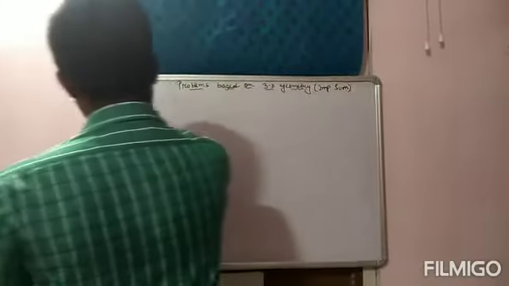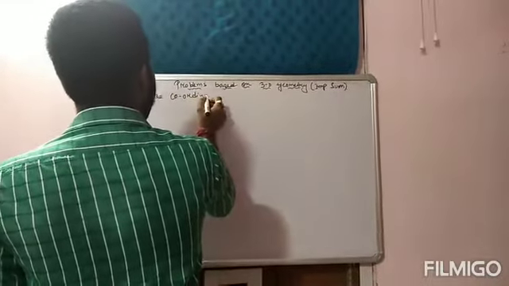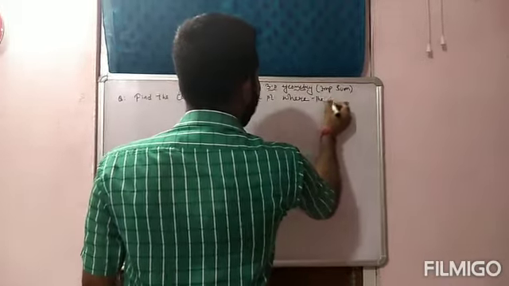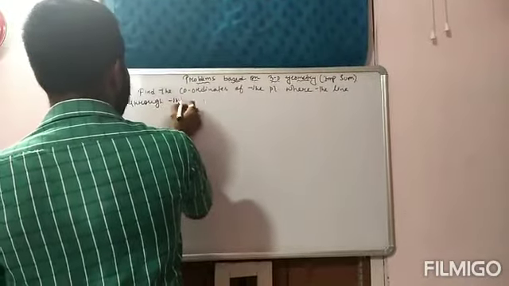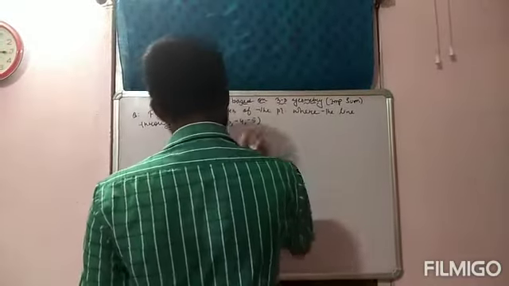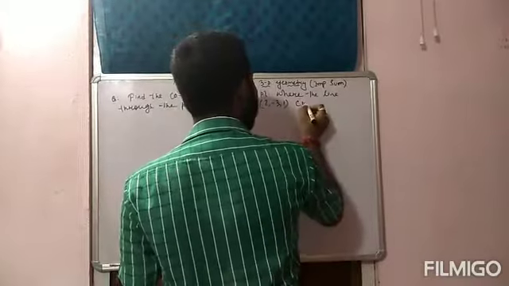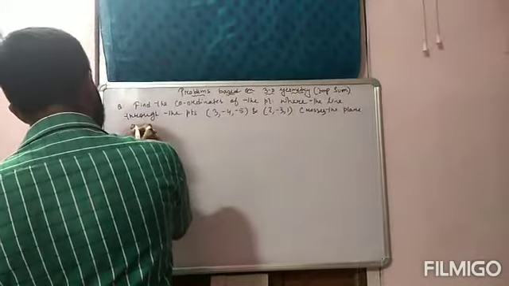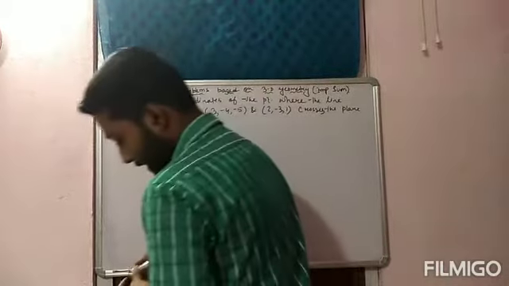So the next question is, find the coordinates of the point where the line through the points 3, -4, -5 and 2, -3, 1 crosses the plane 2x + y + z = 7.